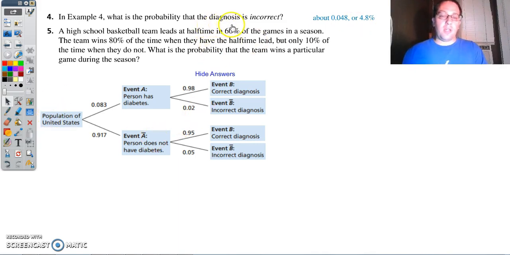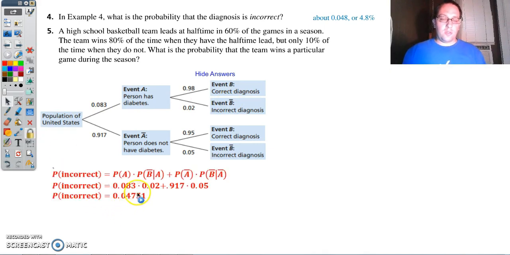And so we're looking for the diagnosis to be incorrect. So what we have is event not B here or event not B this. So we need this probability plus the incorrect down here. So we need to figure out what this probability is, total out of the entire population of the United States. All right? So probability that they have diabetes, 8.3%, 0.083. Probability that they get the wrong diagnosis, 0.2.